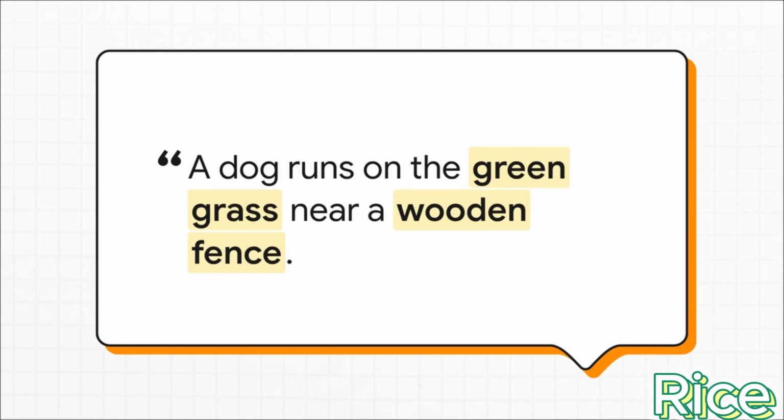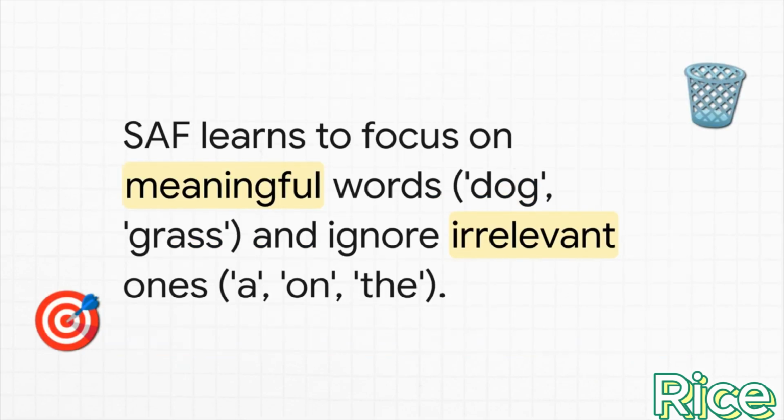So let's take this sentence for example. An older AI would just try to match every single word to something in the picture. On, the. Talk about inefficient. But with SAF, AI is much smarter.